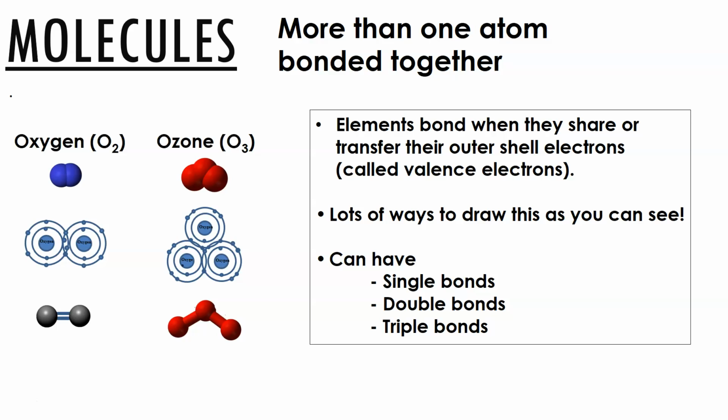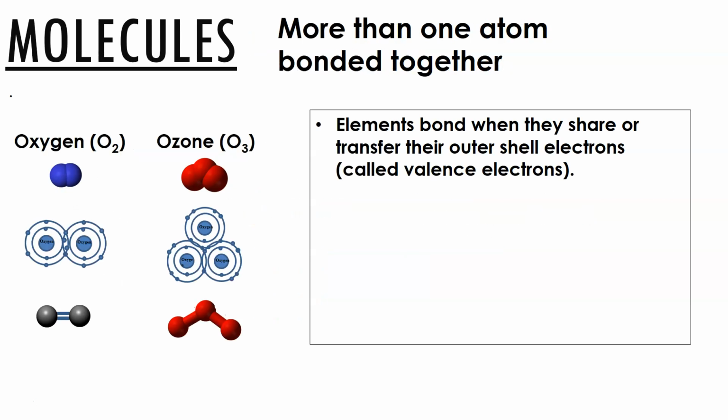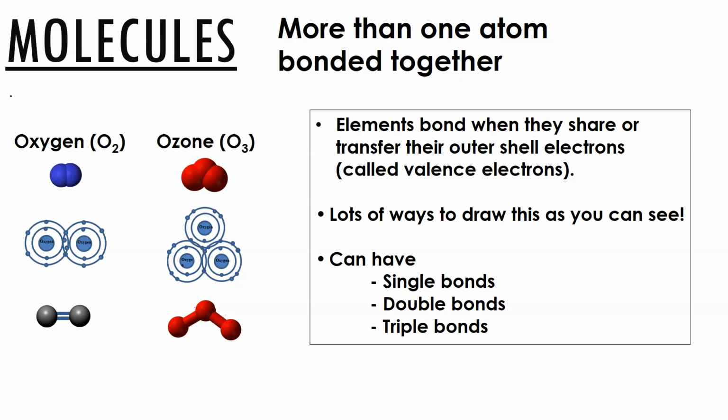So there's lots of different molecules in the world, but the big deal that makes them all molecules is that they have atoms bonded to each other. An element, if we go back a slide, the atoms are just sitting next to each other. They're not actually bonded. A molecule has to be bonded.